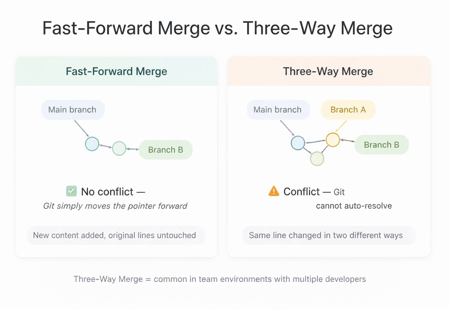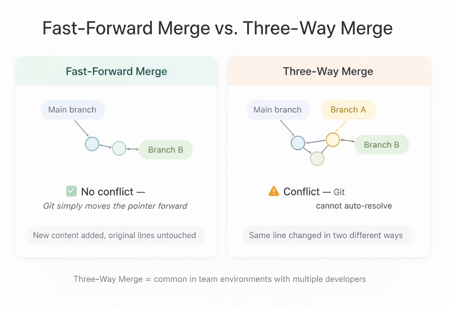Git can simply move the branch pointer forward without any conflict. Clean and simple. The second type is a three-way merge. This happens when multiple developers have made changes to the same lines in the same file. Git has to compare three versions: the original common ancestor, your version, and the incoming version. This is where conflict lies.